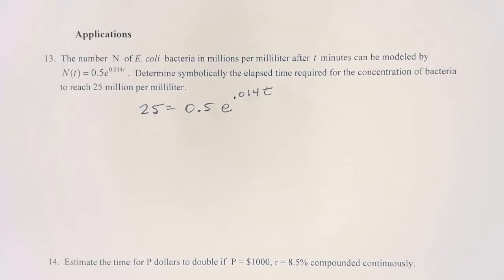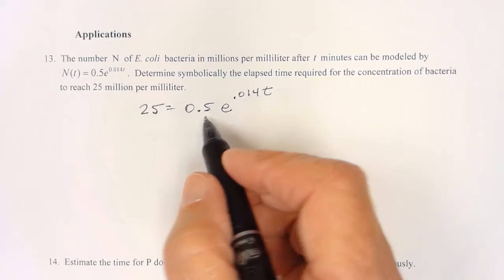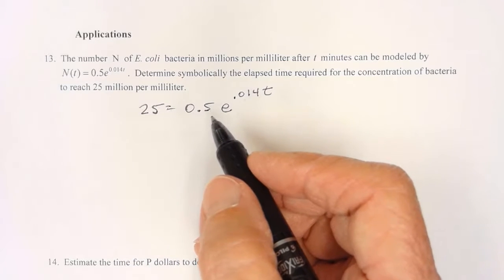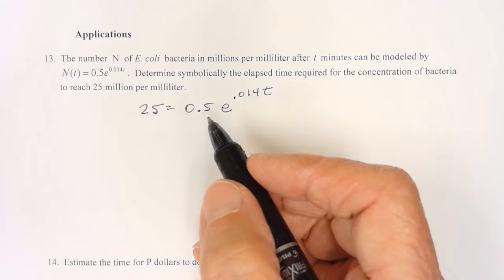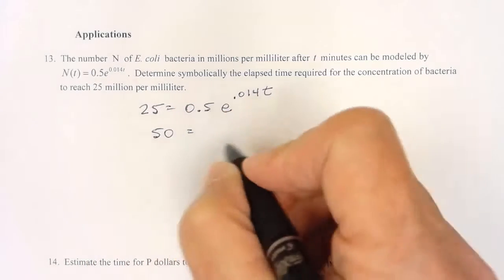Now what we learned a little bit earlier is I've got to get my base raised to the unknown exponent isolated. So if you'll divide 25 by 0.5, I'll do it to the side. I come up with 50. You need to see if that's true.